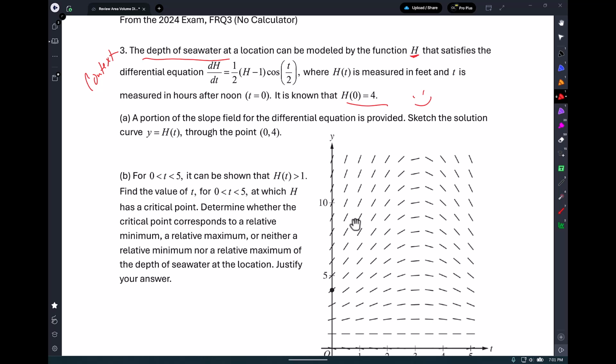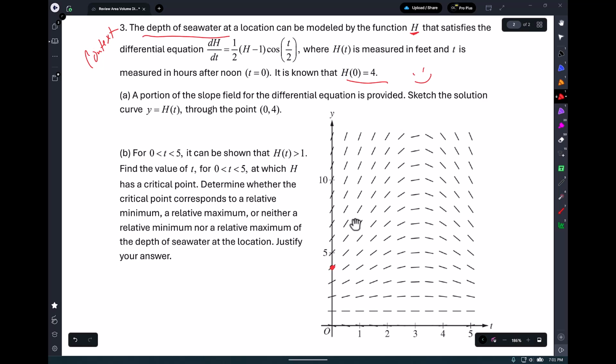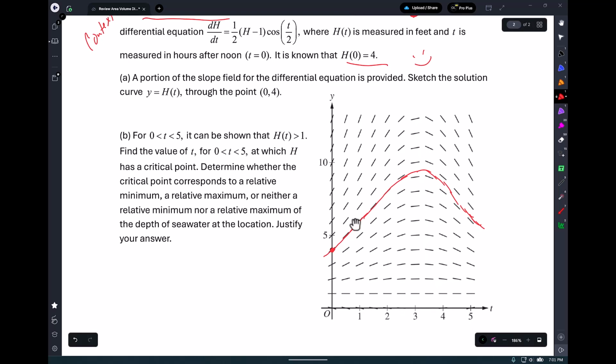H is the depth, and dH/dt is just your rate of change, right? All right, so a portion of the slope field for the differential equation is provided. Sketch a solution curve y equals h of t through the point (0, 4). So here's (0, 4). So just follow it, guys. Pretend like these are wind currents or water currents. Just follow. Here's how it would go, and it looks like something like that. So there it is. Not perfect, but looks more or less okay.